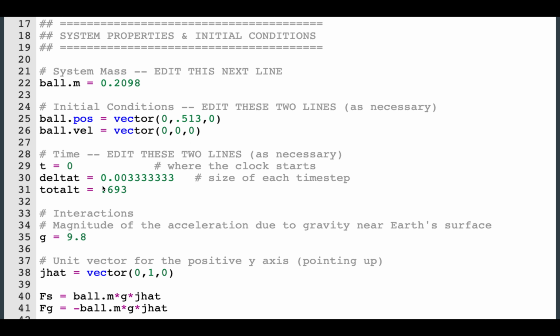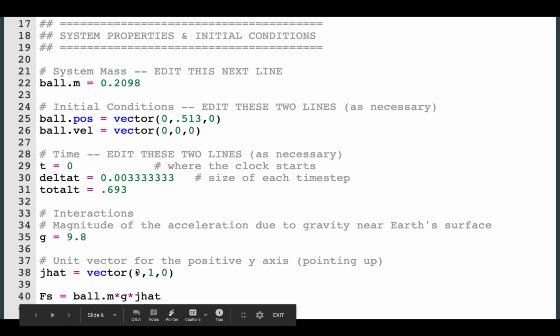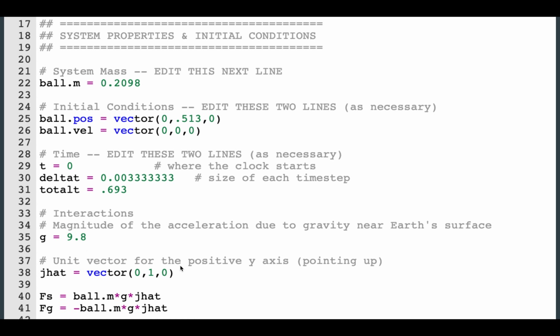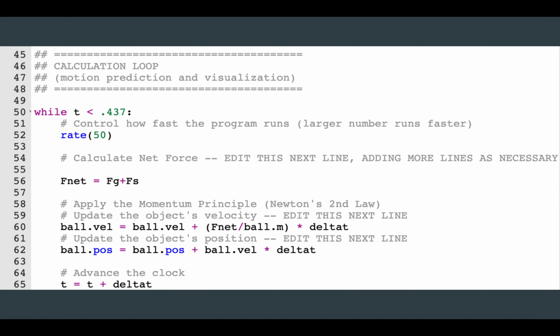And here I am updating the time, gravity. So the force of the spring is equal to the negative of the force of gravity, and the force of gravity is negative mass times gravity in the direction of j hat. Okay, so while the time is less than 0.437 seconds, 0.437 seconds is the time at which the slinky fully collapses, and at which point the bottom of the slinky begins to move downwards.